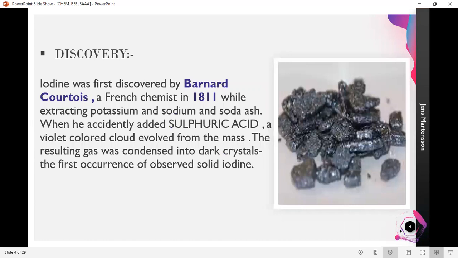Next is discovery. Iodine was first discovered by Bernard Courtois, a French chemist, in 1811, while extracting potassium and sodium from soda ash. When he accidentally added sulfuric acid, a violet-colored cloud evolved from the mass. The resulting gas was condensed into dark crystals, the first observed occurrence of solid iodine.